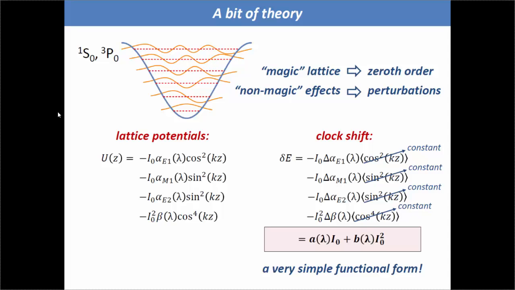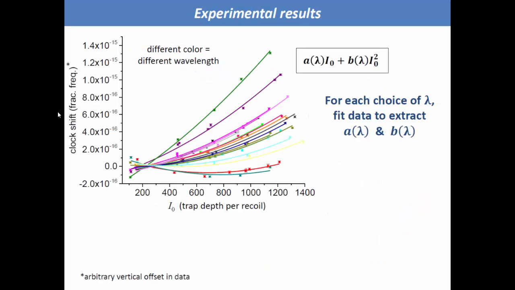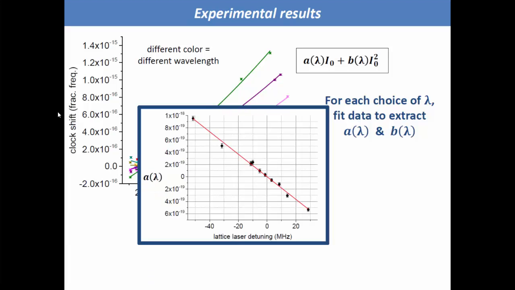Okay, so now that we have our very simple functional form, we can go ahead and look at our experimental results. Like I said, we did measure the clock shift versus intensity. Now, the different colors that you see in this plot just correspond to different choices of the wavelength. And for each wavelength, we fit the data to this functional form, neglecting the offset because that's just an artifact of the way we do the measurement. When we do the fit, we extract these coefficients A and B. And we can look at how these coefficients vary with the wavelength or lattice frequency, as is the case in this plot.